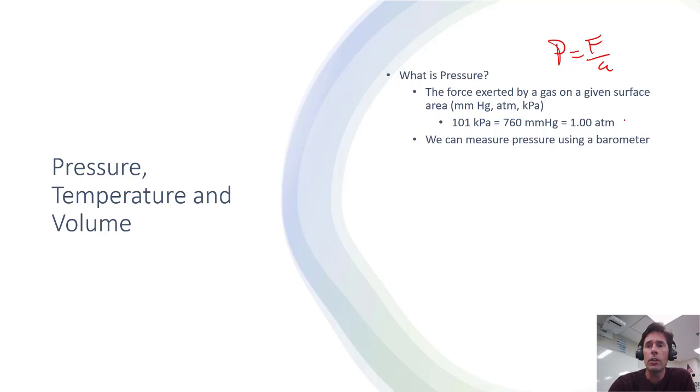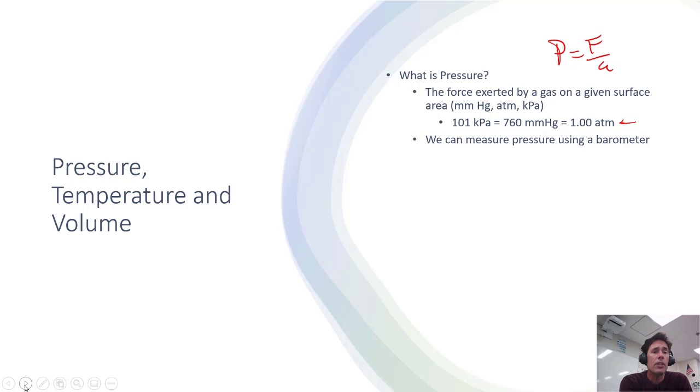Right here, you will notice I have the values set for what they are equal to each other. One way in which we can measure pressure is by using what is called a barometer, and that measures what we call atmospheric pressure. And just so you know, we live under 1 atmosphere, in case you hadn't figured that one out.